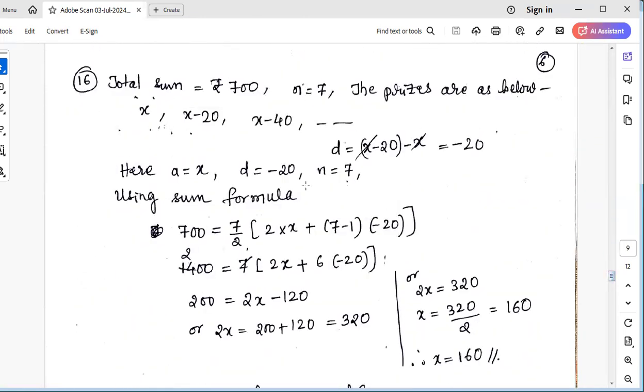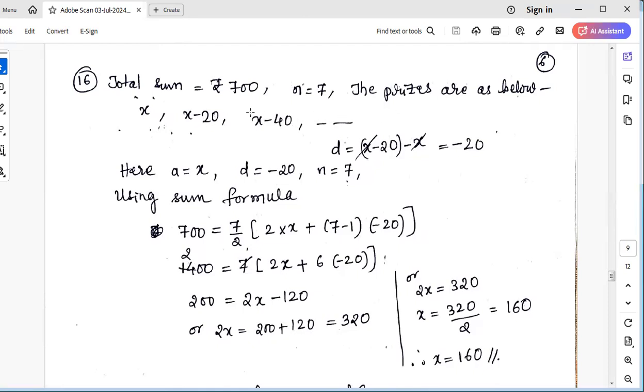The total sum of the rupees, or the cash prize, is 700. Here 7 prizes are to be given. So therefore n is equal to 7. Let us say the first prize is X. Then it says that the succeeding prizes are 20 rupees less. So the next prize will be X minus 20. The next prize will be X minus 40, X minus 60, like that.